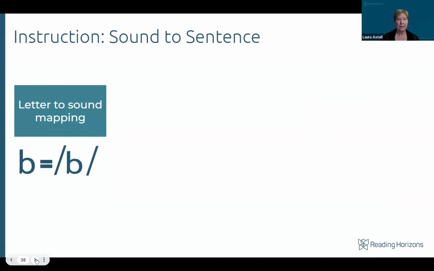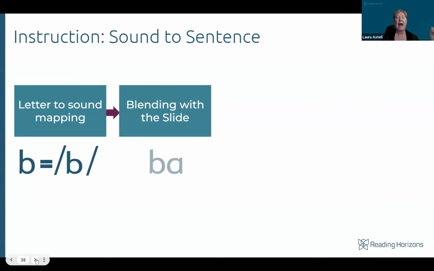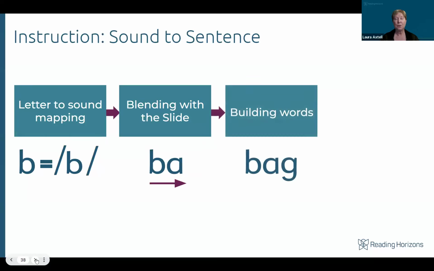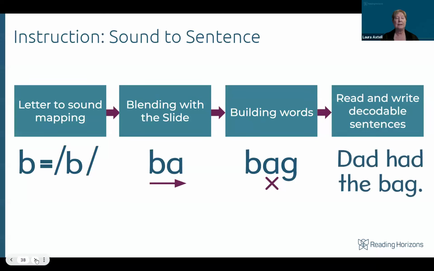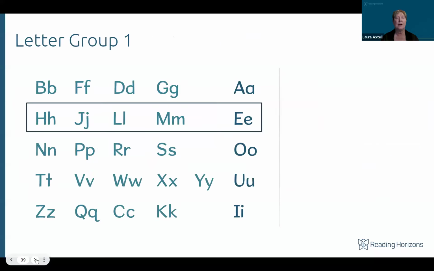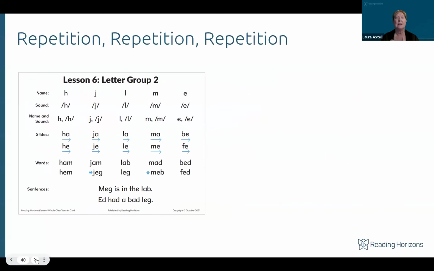So, having the letter B, the sound for the B, and then adding that to a vowel with a slide. The slider also tells us this is not a real word and we're going to move left to right. So that helps with students coming from a different orientation. And then we're going to build a word and identify the vowel. That's so important. You're going to see why in just a second. And then we're going to go to reading and writing and spelling simple sentences.